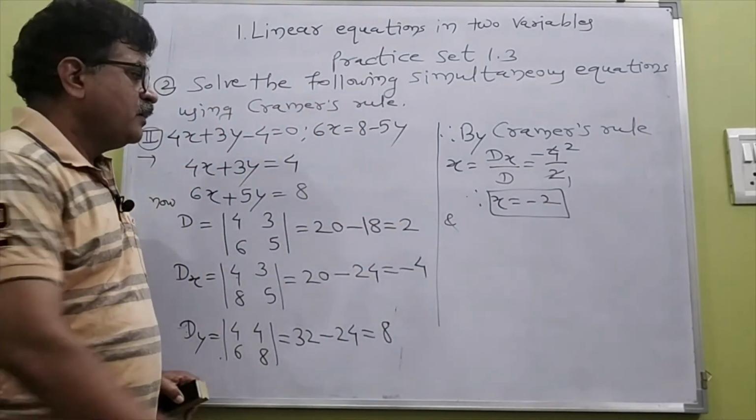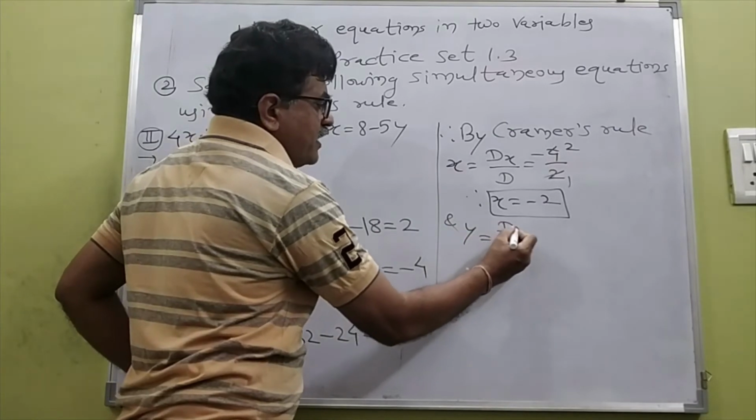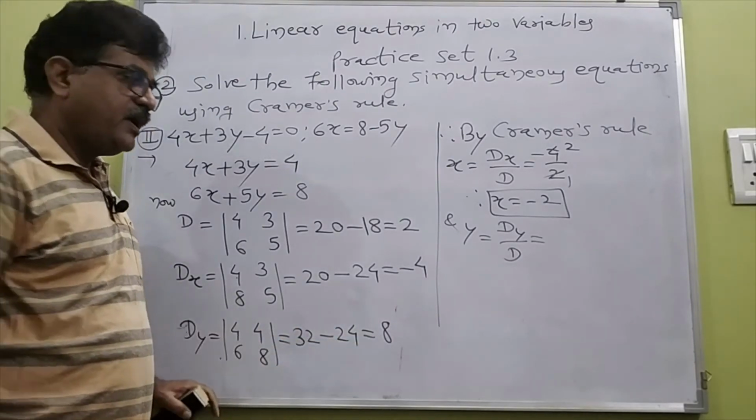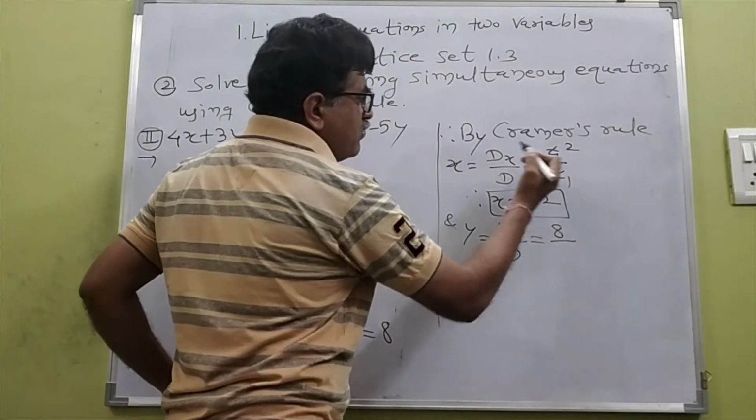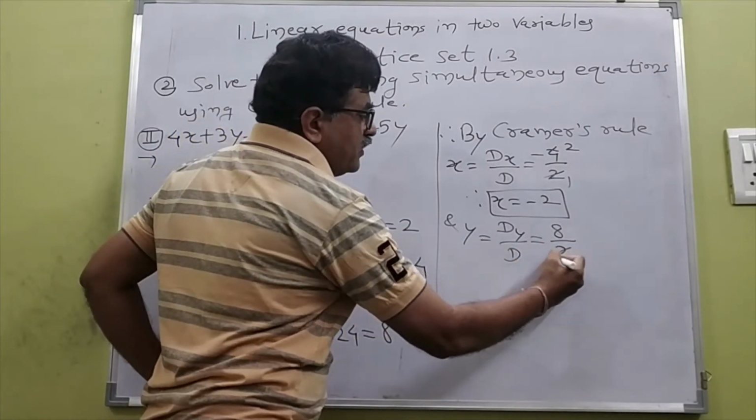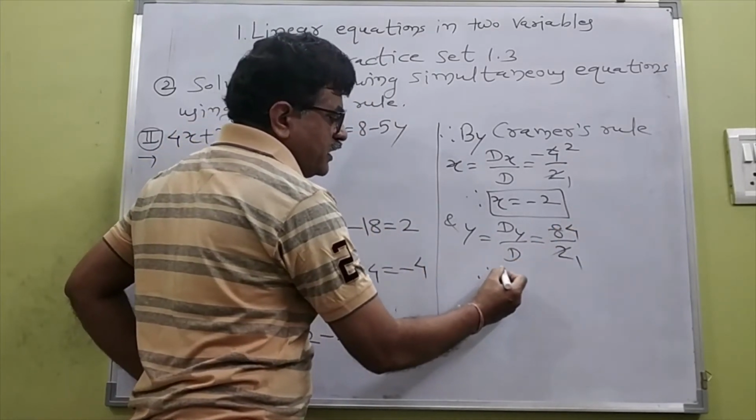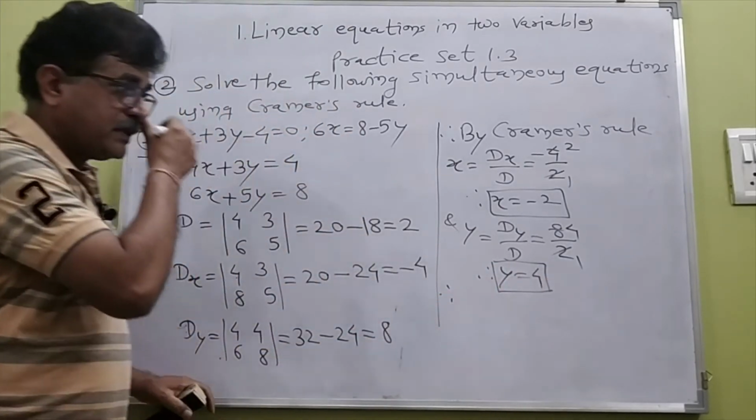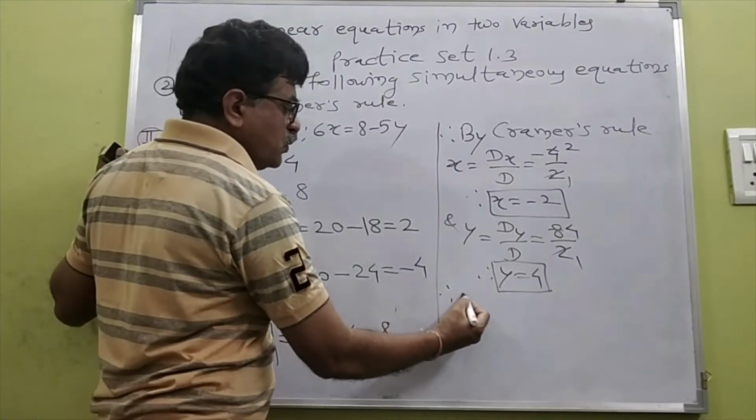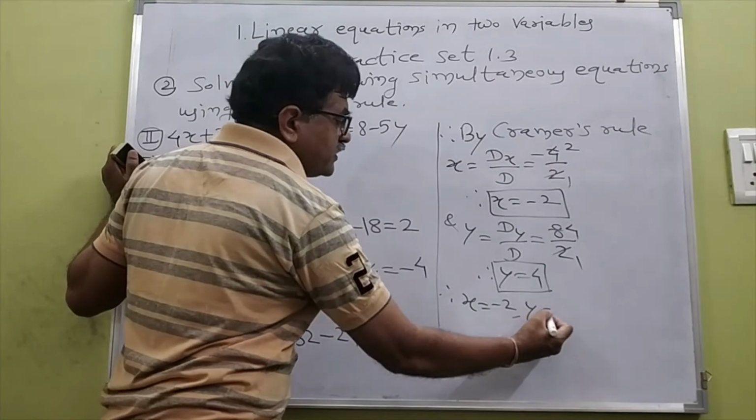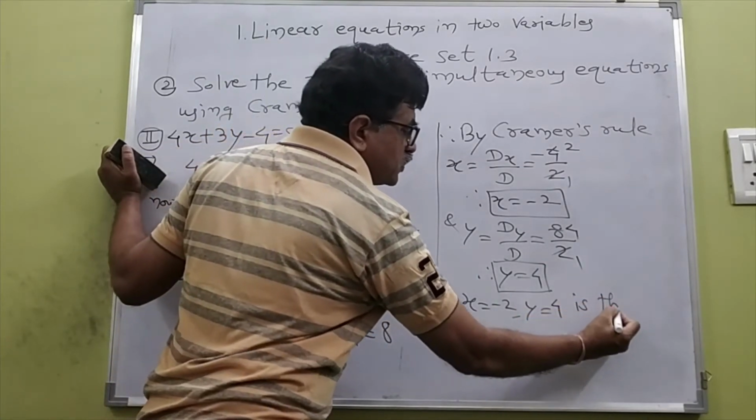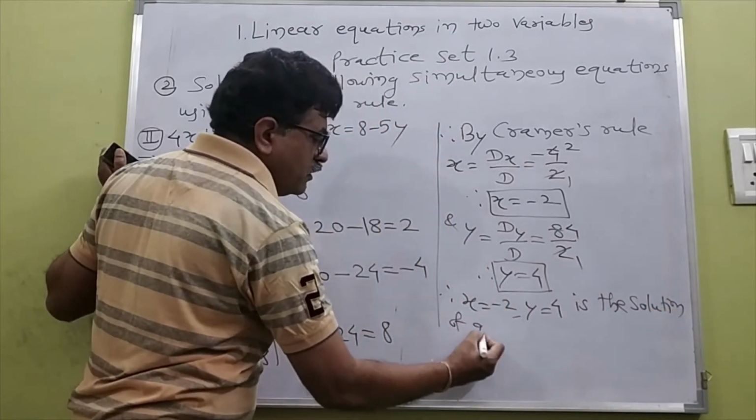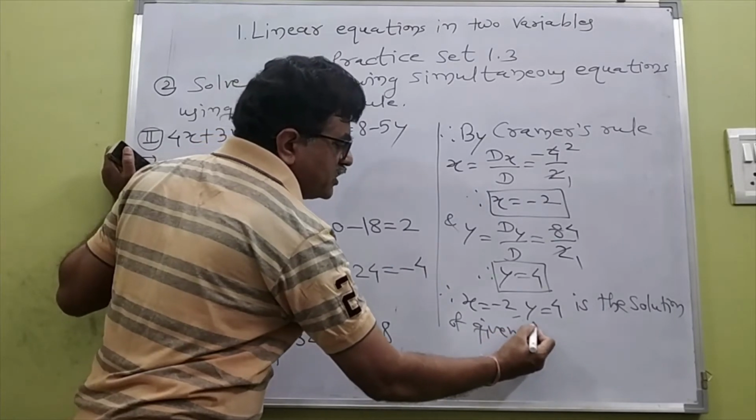And write down y is equal to dy upon d is equal to, what is value of dy? 8. 8 upon value of d is 2. Dividing by 2, 4. Therefore, y is equal to 4. Therefore, write down answer. X is equal to minus 2, y is equal to 4 is the solution of given simultaneous equations.